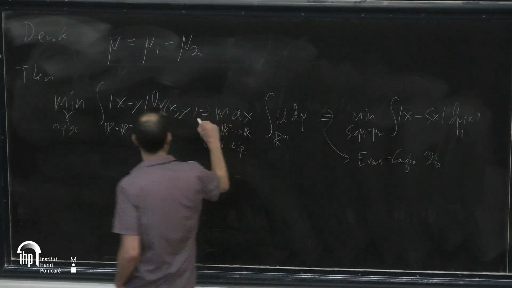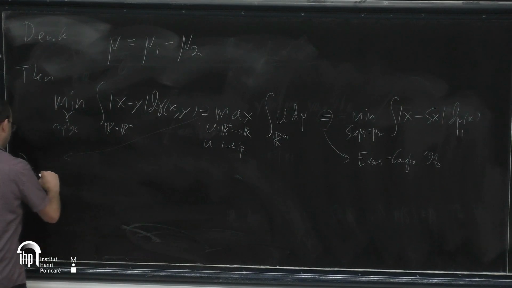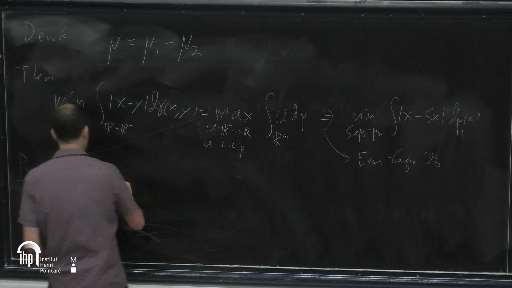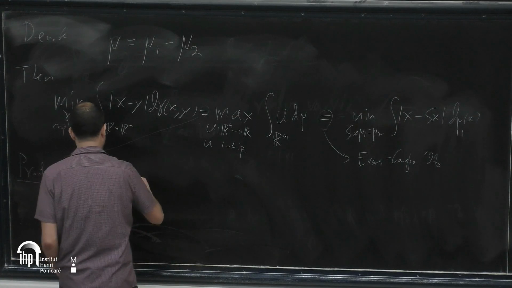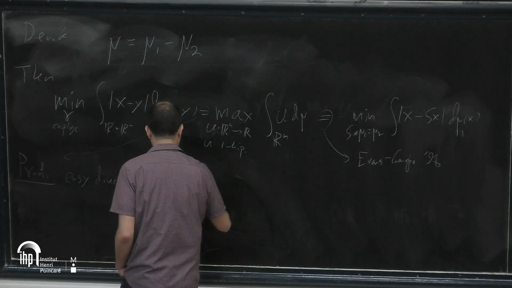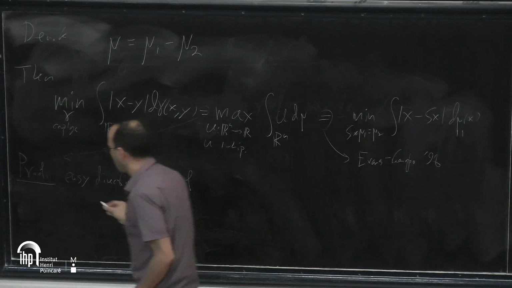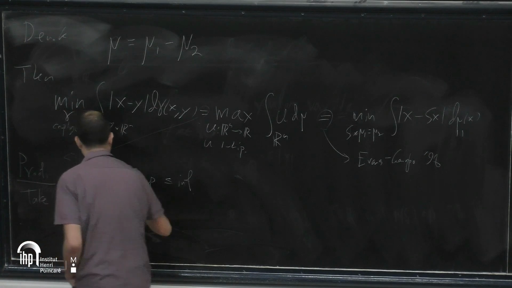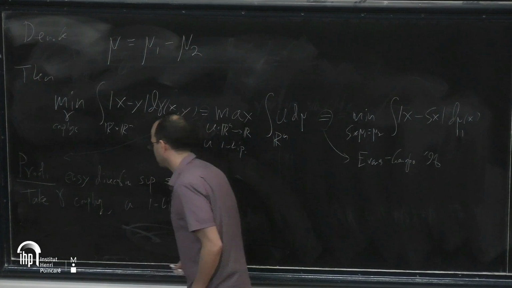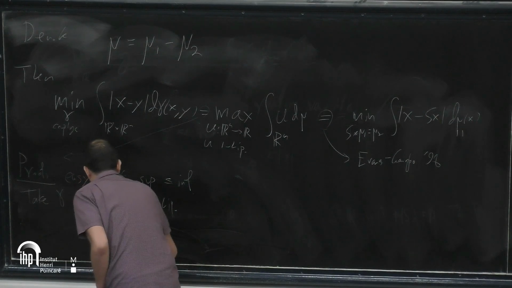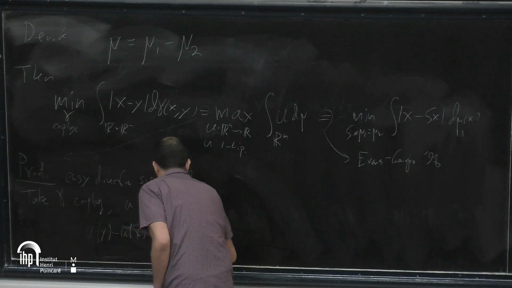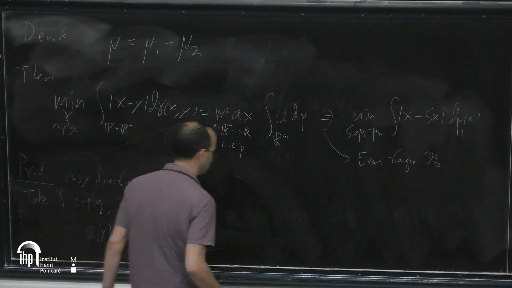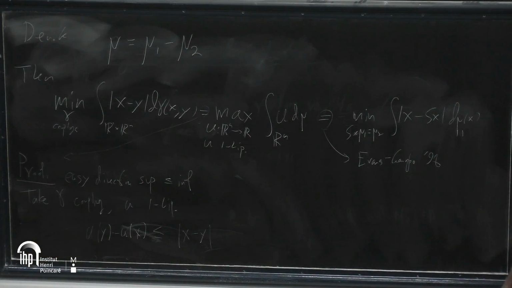Okay, so let me prove this at least in some detail. There is the easy direction, where sup is smaller than inf. So you take gamma, which is a coupling, and u, which is one-Lipschitz. One-Lipschitz means that u of y minus u of x is at most |x minus y|. Now let's integrate this inequality with respect to gamma. So what do we get?